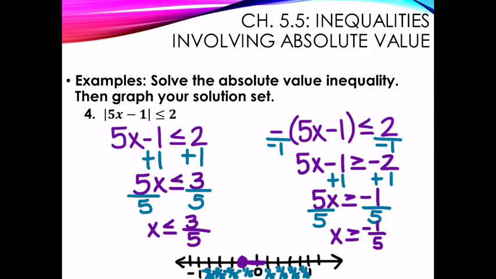The other part of this inequality said that x is less than or equal to 3/5. So I'm going to go to the third mark on the right-hand side of 0. And since it said it could be equal to, I'm going to do a solid circle, and then I would be shading to the left. So it can be negative 1/5 or 3/5, and then any number in between those is a solution as well.